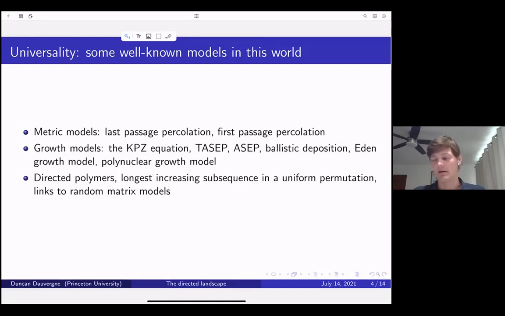I'll say a little bit more about this, but I don't think it's a super strong link. I don't know of a random matrix model that should converge to the directed landscape. So as far as I understand it, this connection is just above the level of marginal distribution. So there is a nice link there.